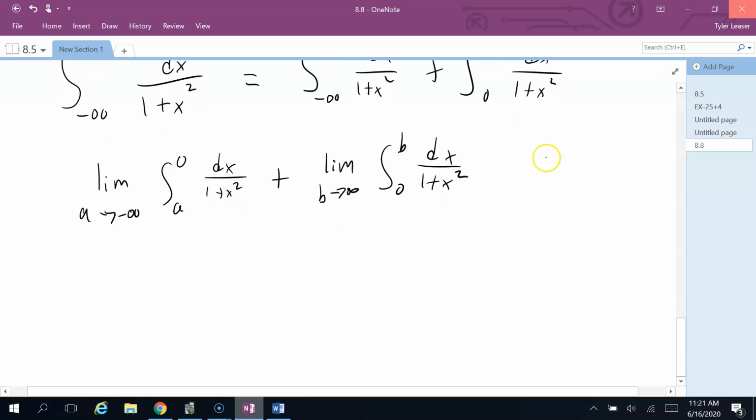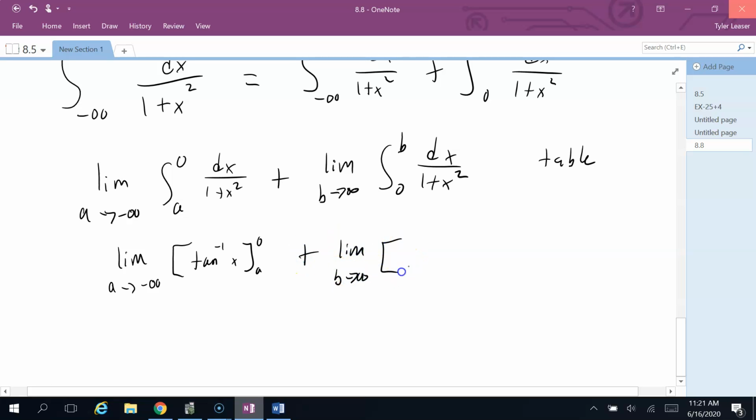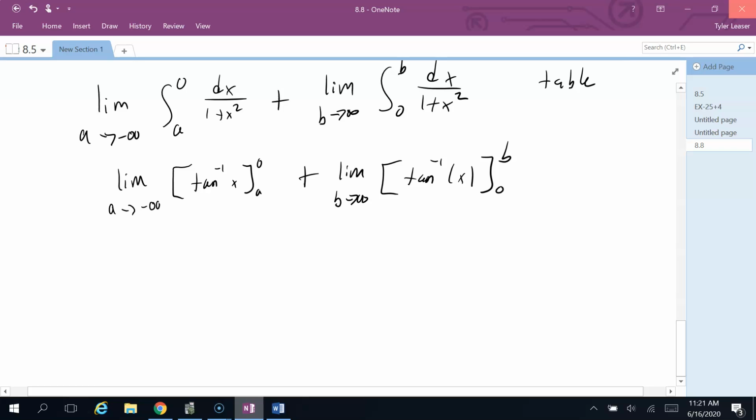So these we're both going to get from that integration table. I forget if it's number 18 or number 19. Both of these have tangent inverse as their antiderivative. So the limit as a goes to negative infinity of tangent inverse of x from a to 0, plus the limit as b goes to positive infinity of tangent inverse of x, this time from 0 to b. All right, so let's plug that stuff in.